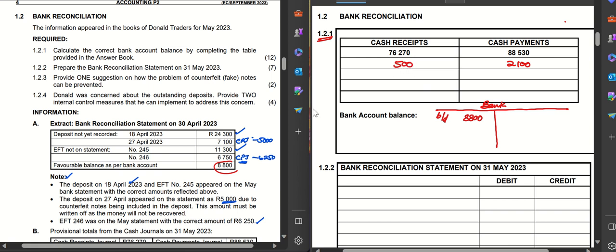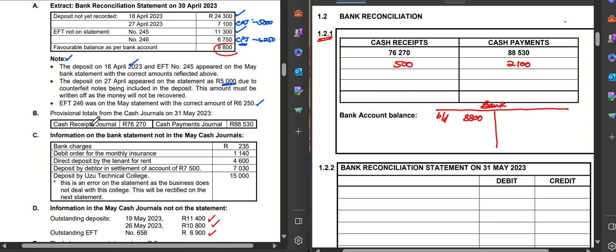I'm going to move on now to information B. Information B gives us provisional totals, which is this one there, all right, given. And there is the other provisional total, the 88,530. Let's come here, information C.